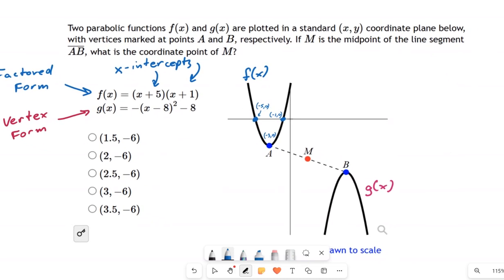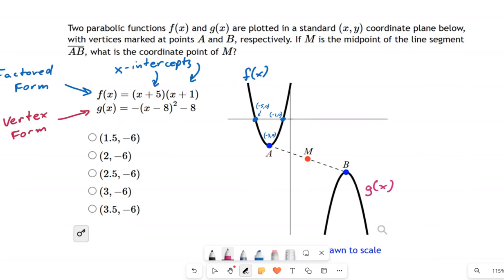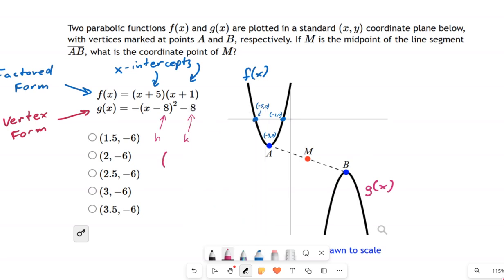Now, the next useful bit of information is from the vertex form equation. And in there, if you understand what vertex form is, you'll remember that that right there is h, and that right there is k. Okay, now what does that mean? Well, the vertex is located at h, k. So that means B is located at 8, negative 8 in this picture.